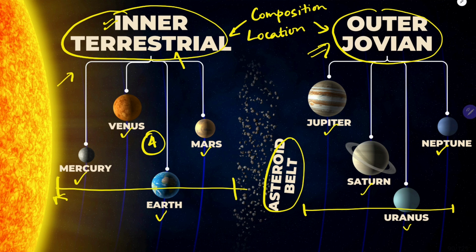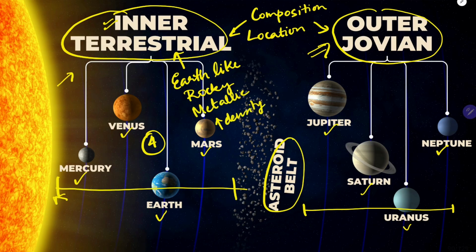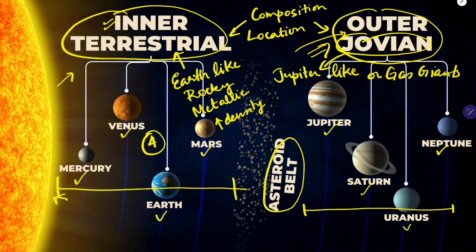The inner planets are also called terrestrial planets, meaning Earth-like, because they have rocky and metallic surfaces with high densities. On the other hand, the outer planets are called Jovian, meaning Jupiter-like, or sometimes called gas giants, as they are huge planets made mostly of gases with no solid surface.